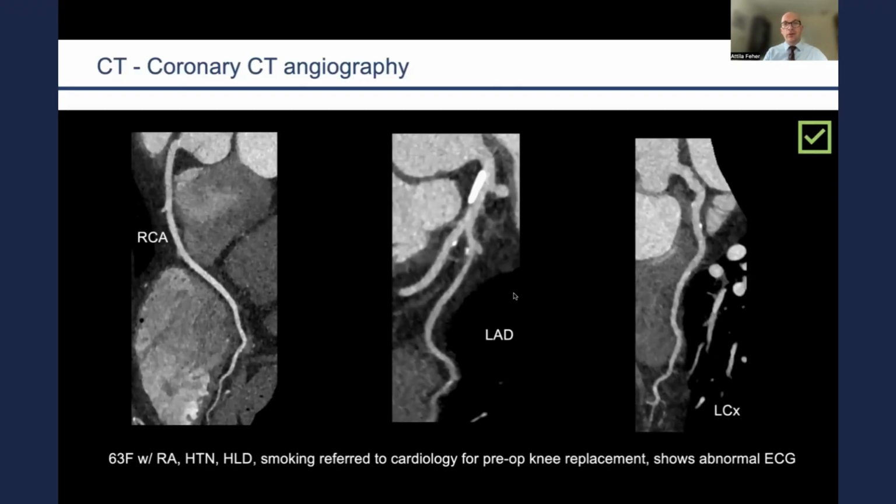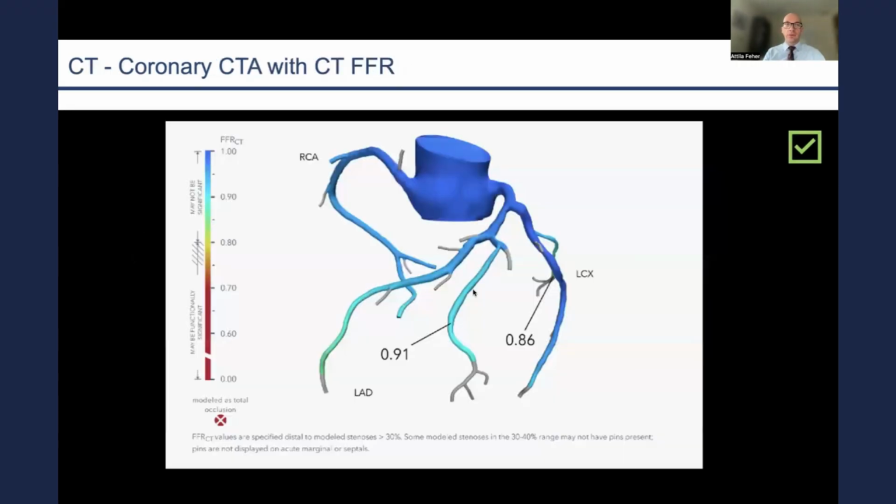And as you can see, the right coronary on the left looks normal. The circumflex coronary has some small calcified plaques or mixed plaques without any significant narrowing. However, the diagonal coronary here in the middle had a mixed plaque causing a moderate stenosis. In the old days, we would have sent this patient to the cath lab for evaluation. However, now we can do computed CT-FFR.